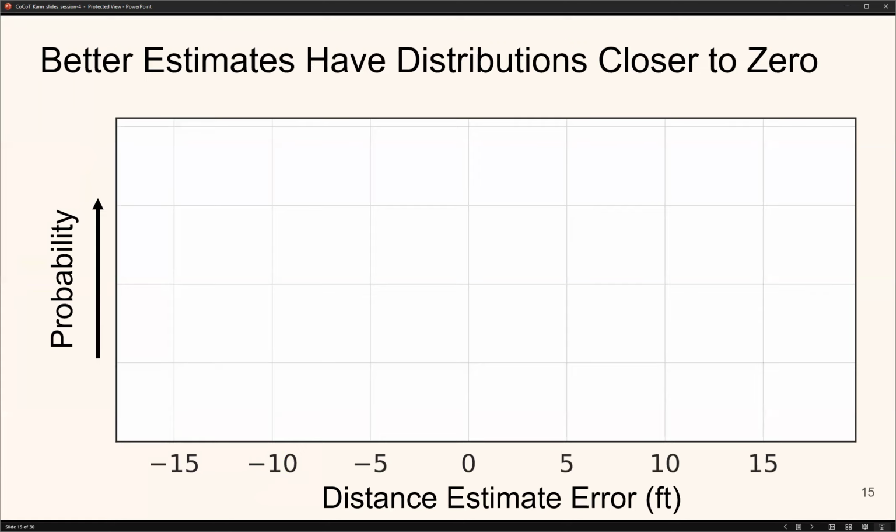The vertical axis is the probability that a distance estimation technique makes the distance estimate error shown on the horizontal axis. 0 feet of error is ideal, meaning it got the correct answer. And as it goes to the right side or the positive axis, it means the distance estimator overestimated, and the left side means it underestimated, or there's a negative error.